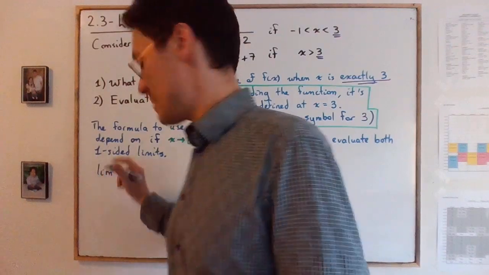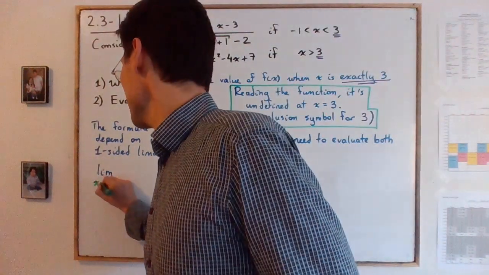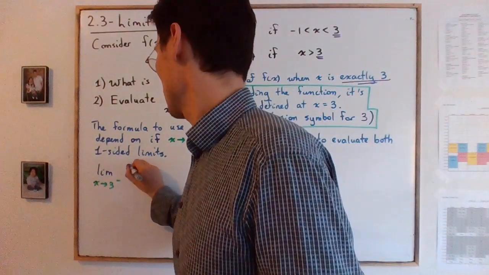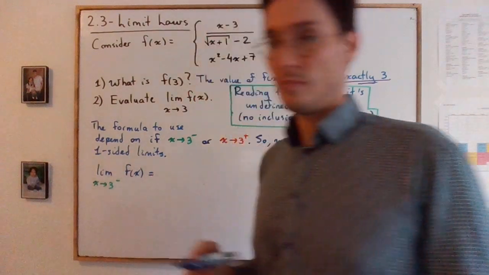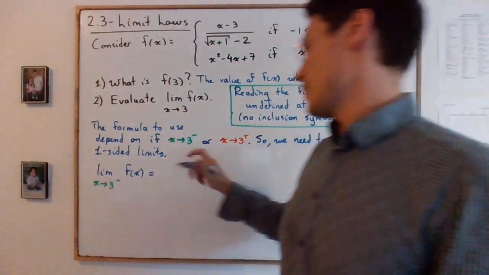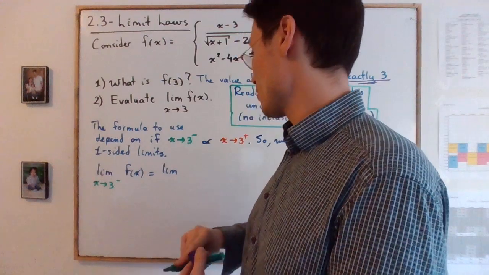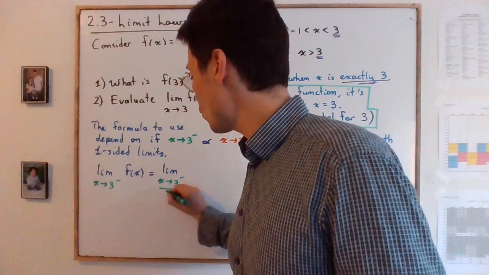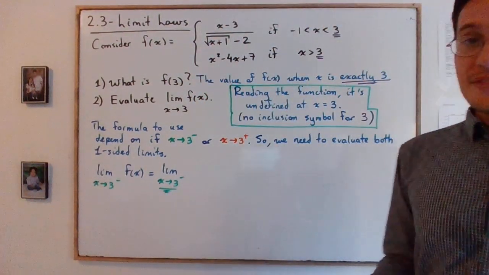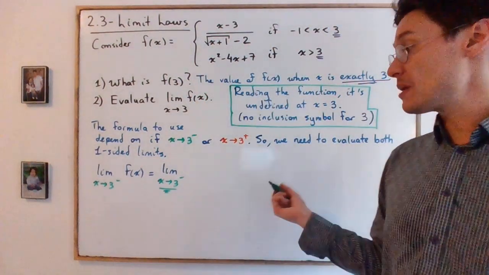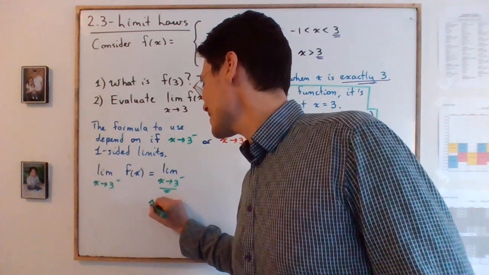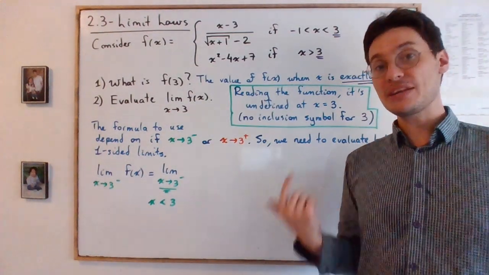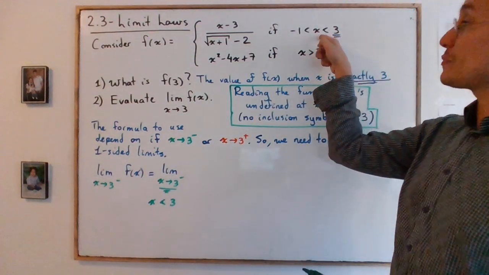First, let's have a look at the limit of f of x as x is approaching 3 from below. The idea is to determine which formula to use. The fact that x is approaching 3 from below means that x is below 3, and this selects the formula to use. We will use this formula.